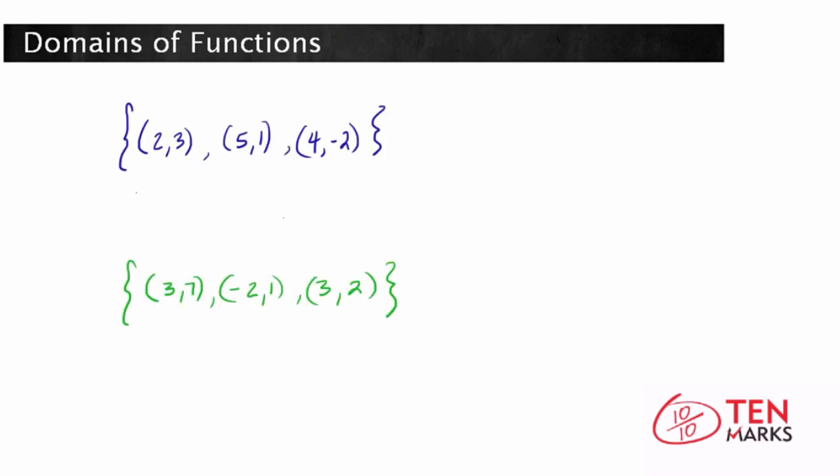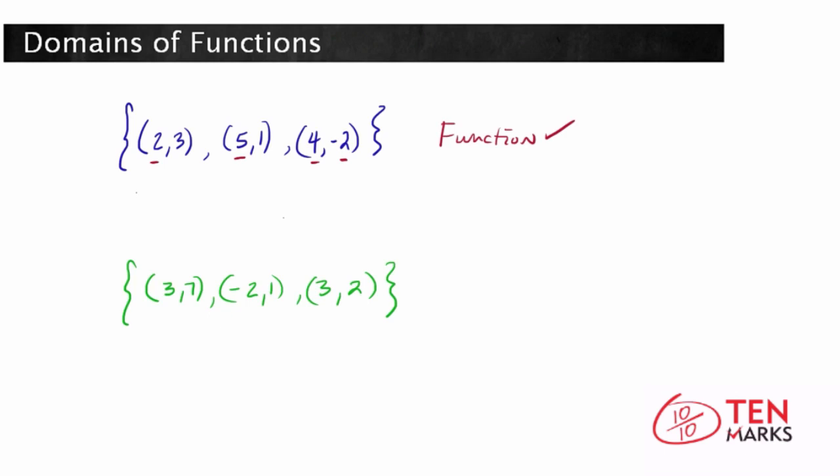Now take a look at two sets of points. The first set has 3 points in it. This does not represent an equation, just 3 points that could be plotted on a graph. The question is, does this set of points represent a function? Let's take a look at the inputs. The input of 2 produces an output of 3. The input of 5 produces an output of 1. And an input of 4 gives an output of negative 2. So, does this represent a function? Sure. Every input is different, and every input produces an output.